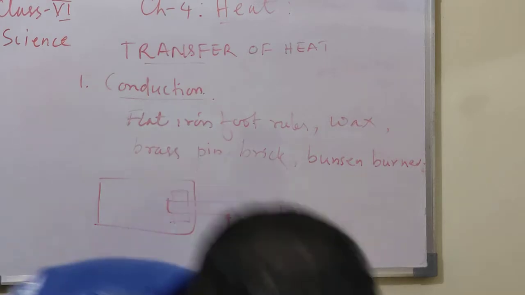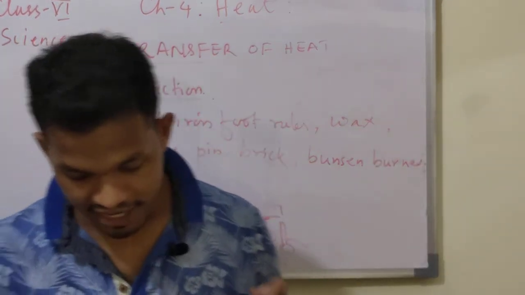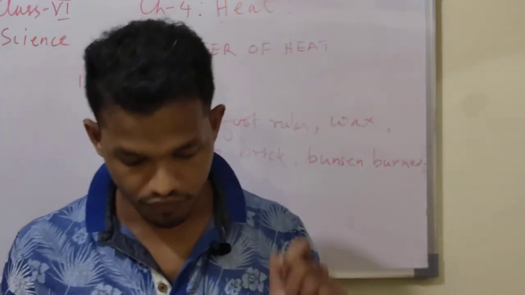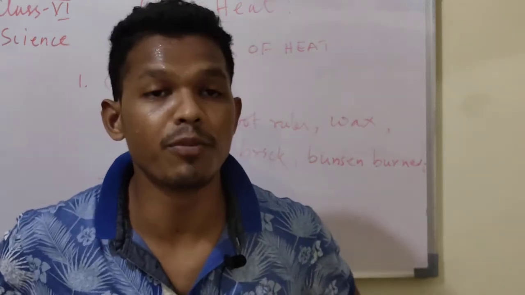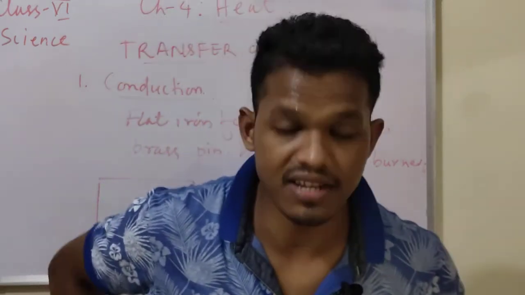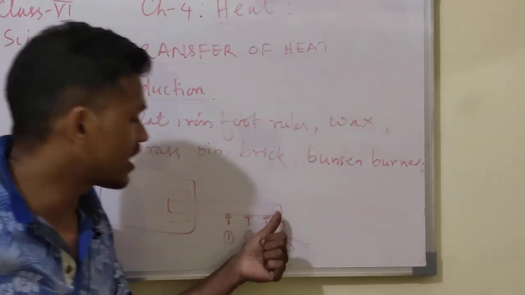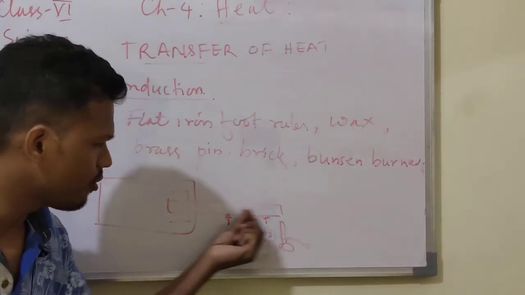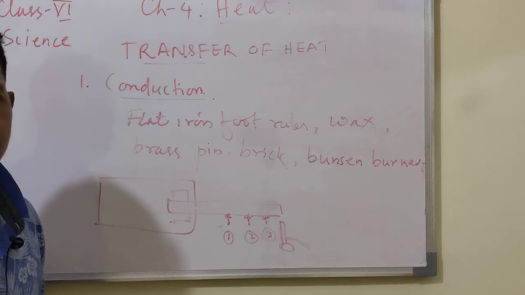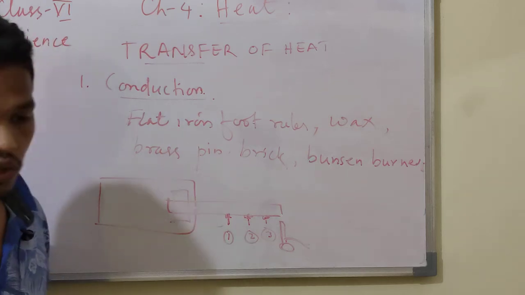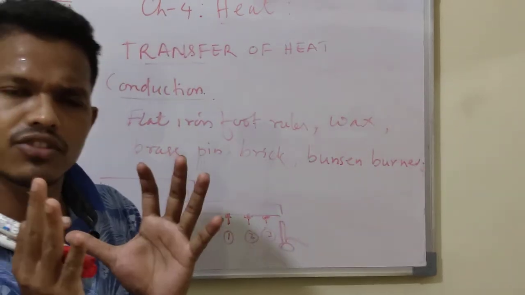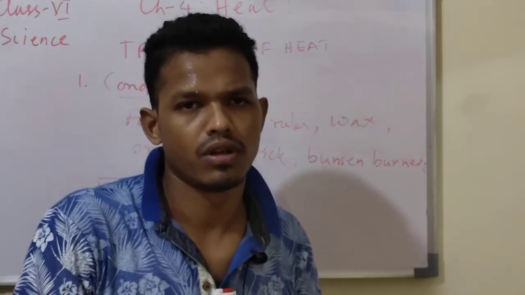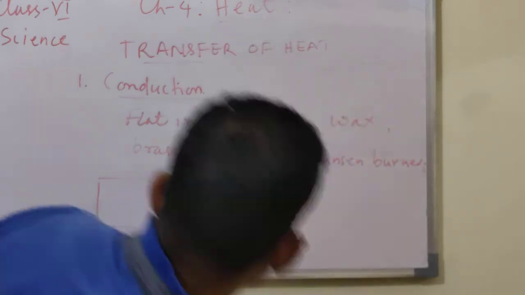So from this activity, it is clear that heat travels from the hot end of the ruler to the cold end without the actual movement of any particles. Do you observe any particles moving in this ruler? No. So what is happening inside this solid? How does this heat transfer take place?